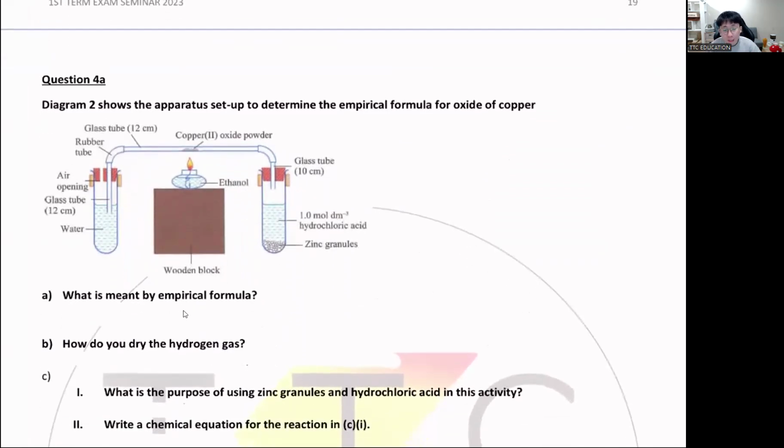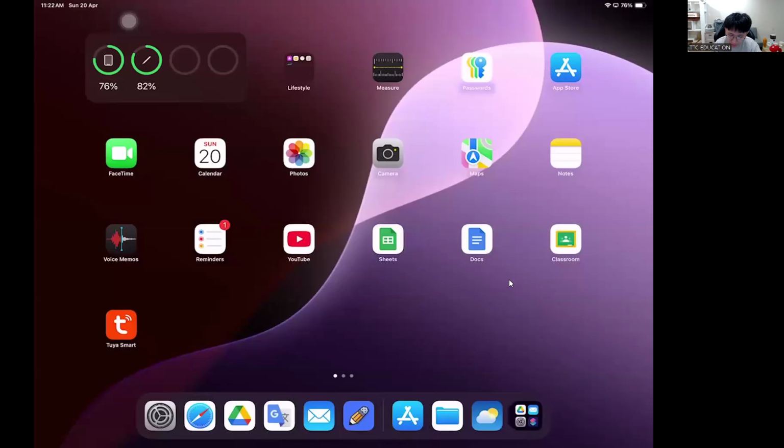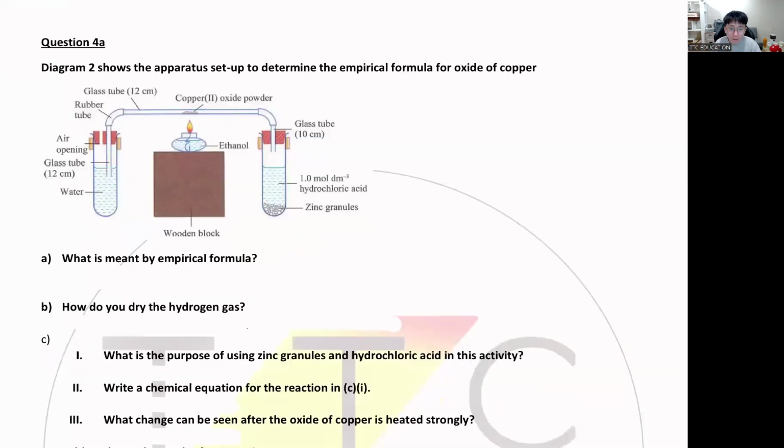So for here, what is meant by empirical formula? Again, guys, the definition must be word to word. So you have to say that it's a chemical formula that shows you what? The simplest whole number ratio. Don't stop there. Whole number ratio of each element. Sorry, my iPad a bit lag just now. So you have to say that chemical formula that shows the simplest whole number ratio of atoms for each element in a compound.